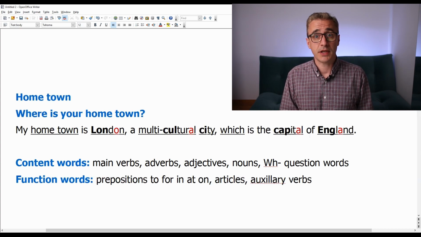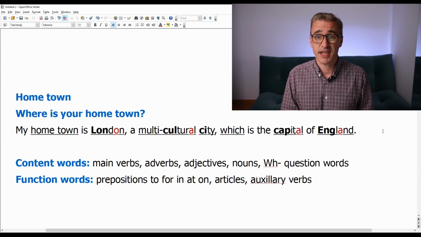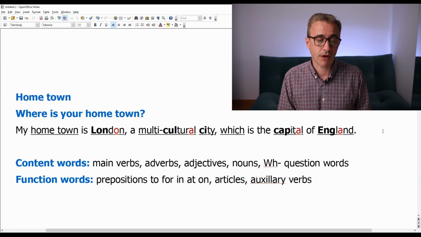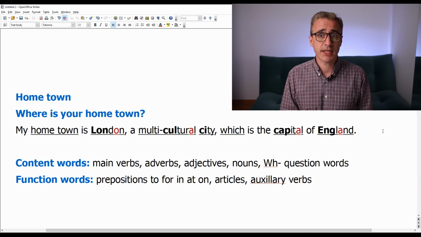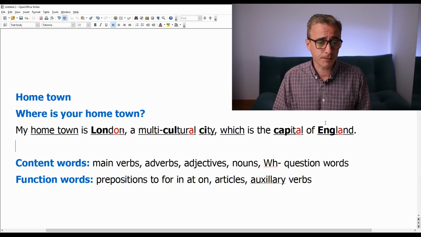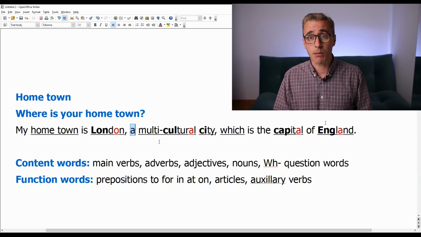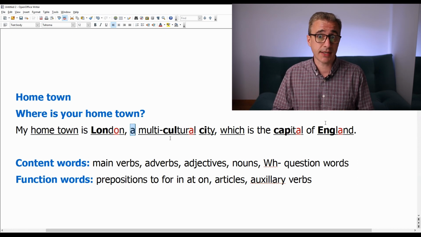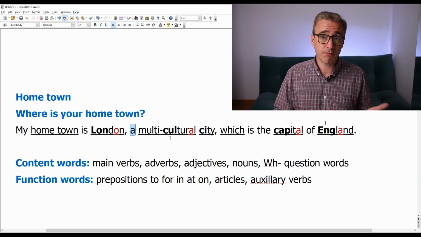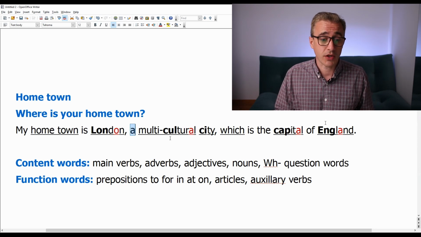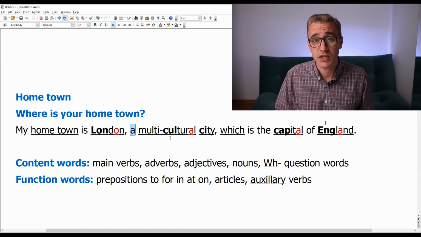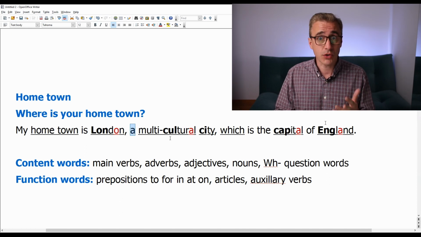So what do we do with some of these function words? Well, some of them will just be as they are, like for instance, is. We're not really going to change this, it doesn't really have a weak form. That could be contracted, of course. But sometimes we will change the sound. So for instance, this article here, we don't say a multicultural city. Sometimes we can say that, of course, but normally the article is not stressed, so we just use the schwa sound. So instead of saying a multicultural city, it's a multicultural city.